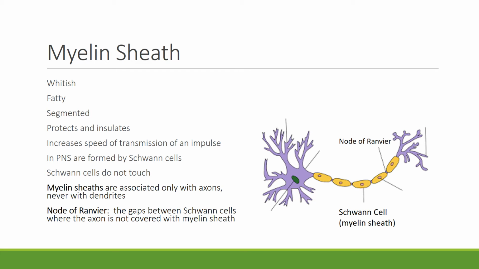In the peripheral nervous system, myelin sheaths are formed by Schwann cells. Schwann cells do not touch. Myelin sheaths are associated only with axons and never with dendrites, and the node of Ranvier is the gap between Schwann cells where the axon is not covered with a myelin sheath. It's this characteristic that increases the speed of an electrical impulse.